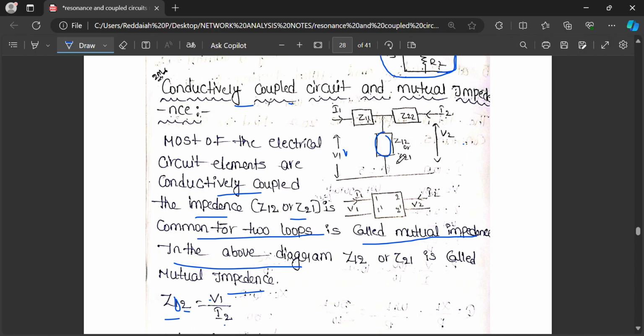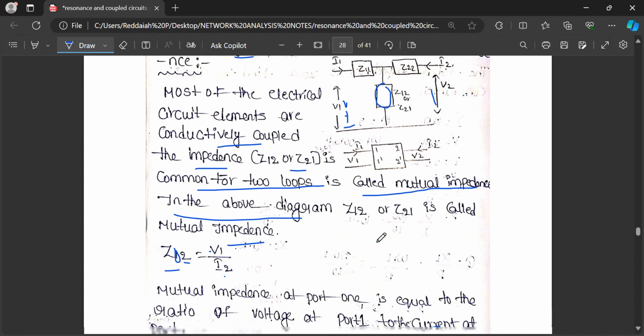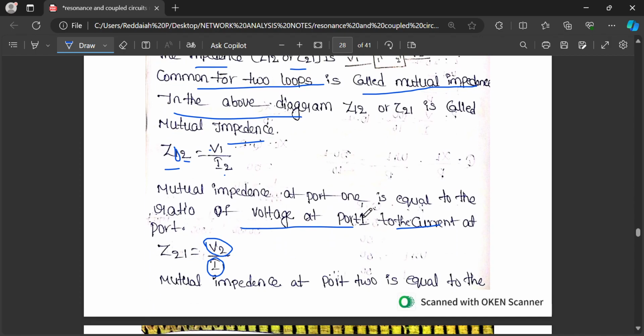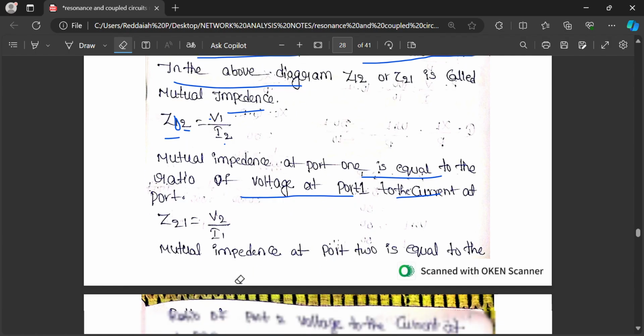Due to voltage V2 and current I1, that is called mutual impedance. Due to current and voltage being in different locations, the mutual impedance is equal to the ratio of voltage V2 by I1. Mutual impedance or mutual inductance is always considered according to the voltage in one circuit to the current flowing in another circuit. Due to the current flow I1, V2 by I1 gives mutual impedance.